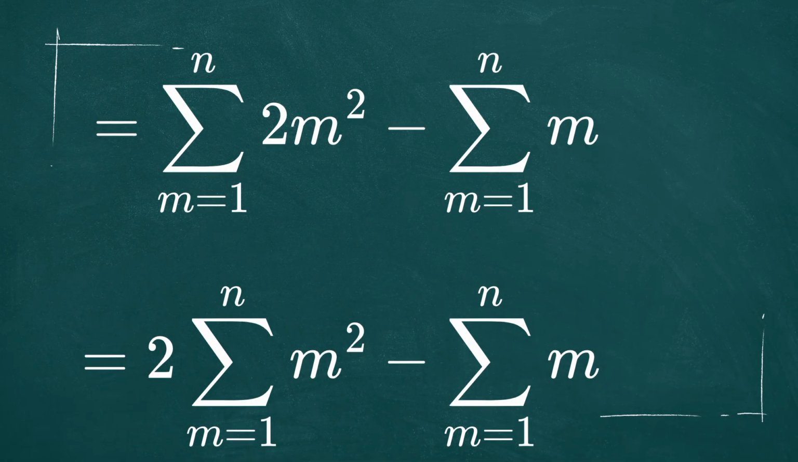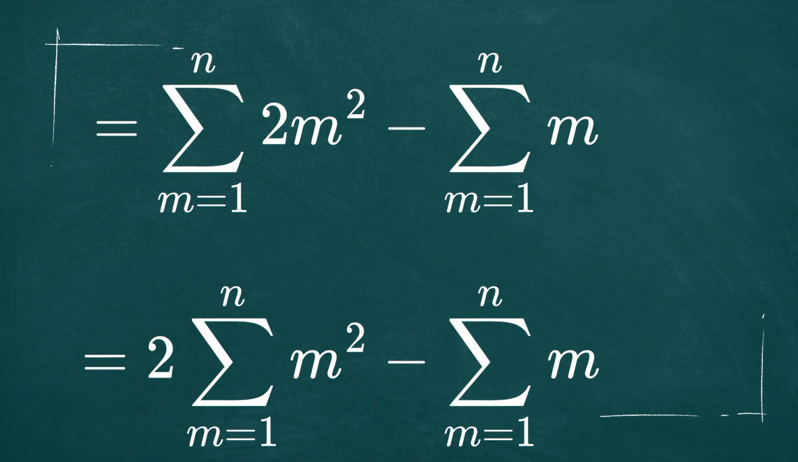So the next step, we will use the rule of summation number 3. So the summation of 2m squared minus m from m equals 1 to n will become the summation of 2m squared from m equals 1 to n minus the summation of m from m equals 1 to n. So basically, we separate 2m squared and m by using the rule of summation number 3. After that, we can take the constant, which is 2, out of the summation because constants can be factored out.